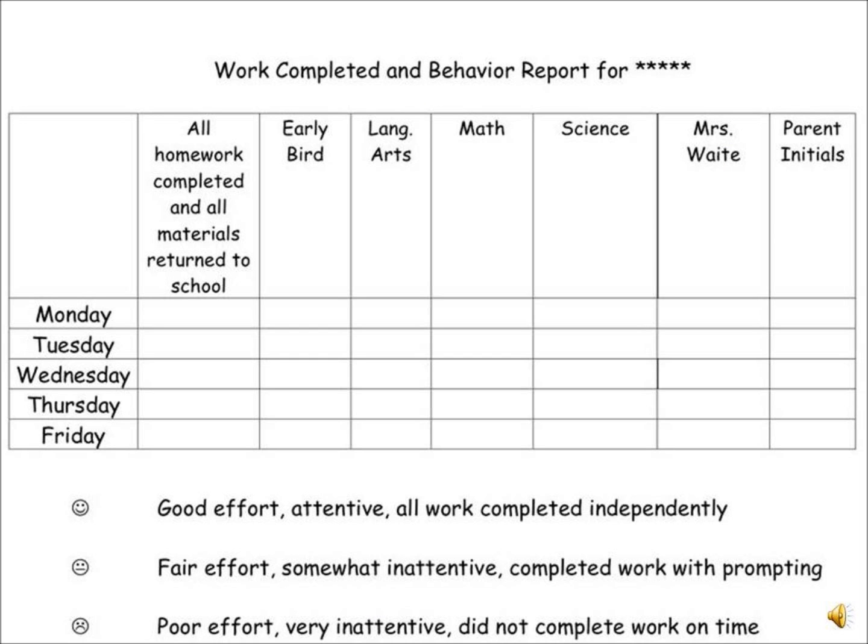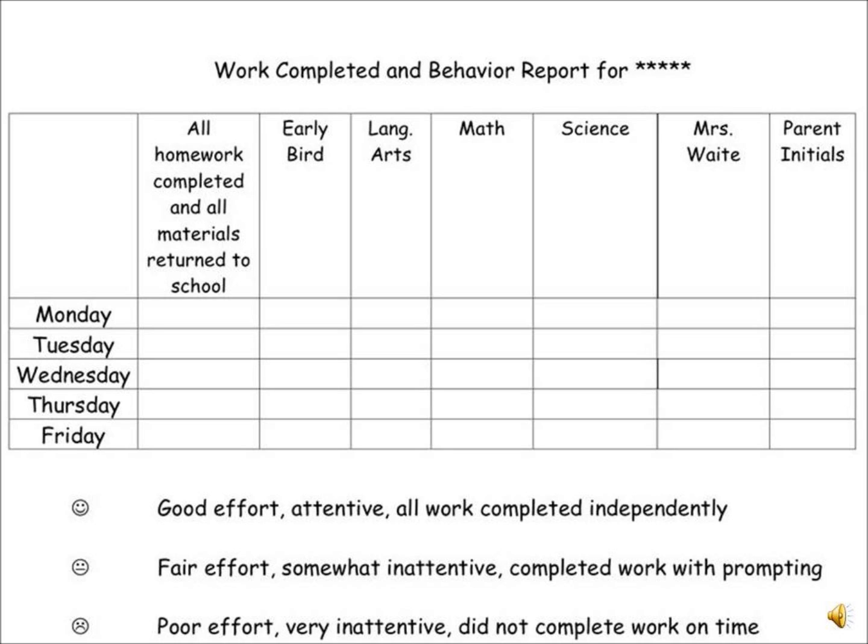This is also another chart you can use in your classroom. This shows your students' behavior throughout the week. So you can put a smiley face if they have good effort, they're attentive, and all work is completed independently. If they have fair effort, you put a smiley face that's not as happy. They're somewhat inattentive and they completed work with prompting. If they were inattentive and had poor effort, and did not complete work on time, you would put a sad face.